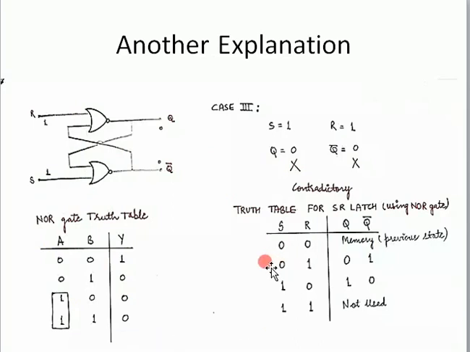So here is the truth table basically. When 0 0, then the memory, that is the previous state. When 0 1, then Q is equal to 0, Q complement is equal to 1. When 1 0, then Q is equal to 1 and Q complement is equal to 0. And when 1 1, then it is not used here. So this was all about the RS latch.